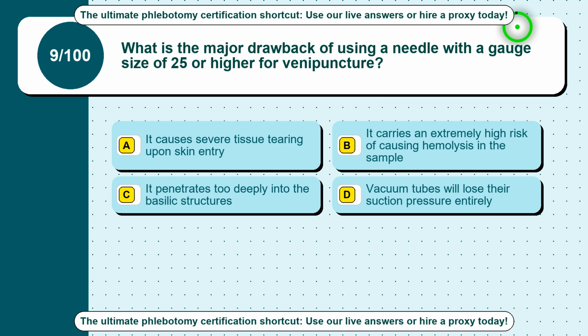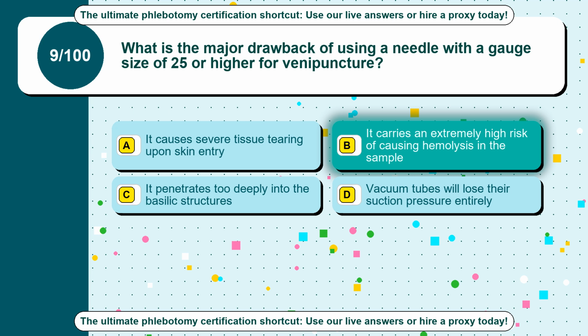Question 9. What is the major drawback of using a needle with a gauge size of 25 or higher for venipuncture? Option A, it causes severe tissue tearing upon skin entry. Option B, it carries an extremely high risk of causing hemolysis in the sample. Option C, it penetrates too deeply into the basilic structures. Option D, vacuum tubes will lose their suction pressure entirely. The correct answer is option B. It carries an extremely high risk of causing hemolysis in the sample.